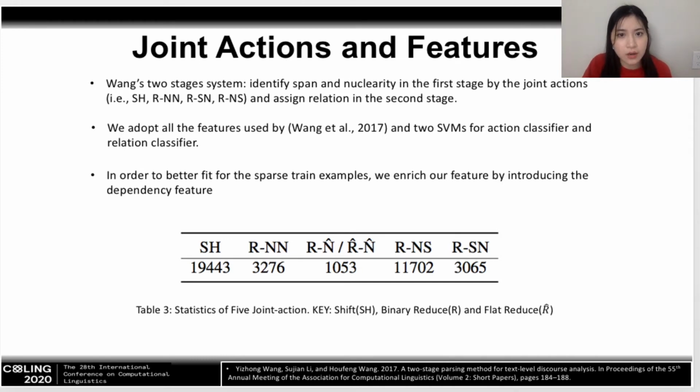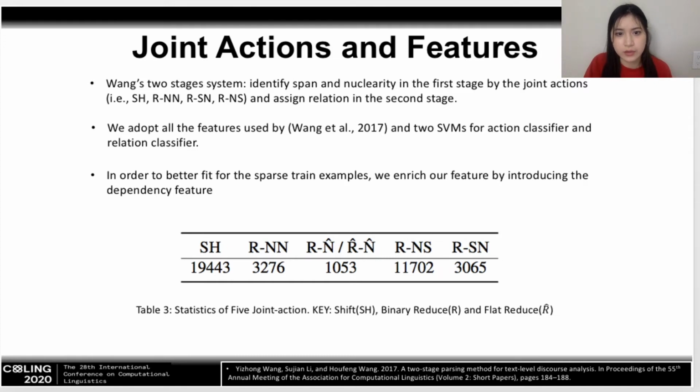We base our study on a previous two-stage system which achieved state-of-the-art performance in earlier work. The first stage is to identify the span and nuclearity by the joint actions, and we assign the relations in the second stage. We adopt all the features used by that study and two SVMs for the action and relation classifiers. As shown in Table 3, the frequency of our newly proposed joint action is smaller than the others.